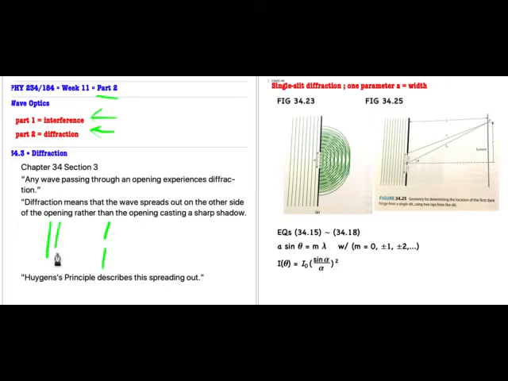So in other words, the question is, if you have, let's say, an opening and some waves approaching the opening, and this region is opaque, but there's a hole, what will you see on the other side of the screen?